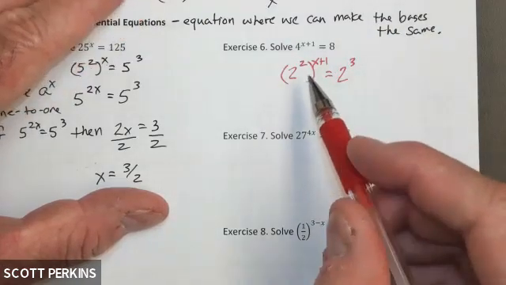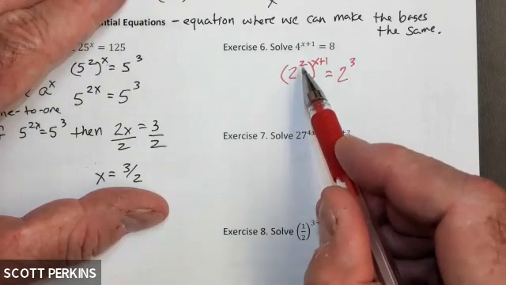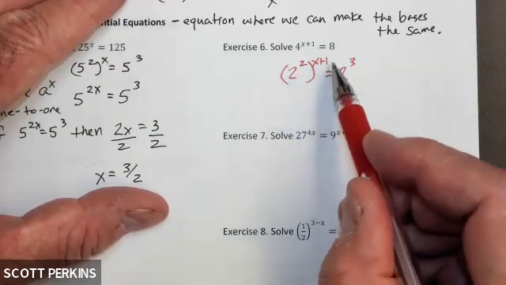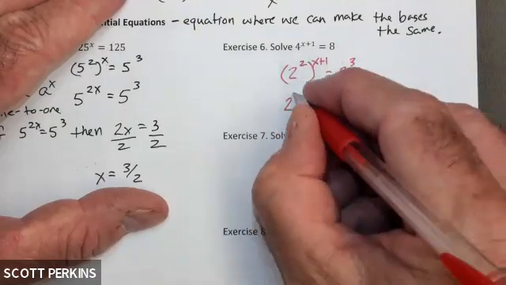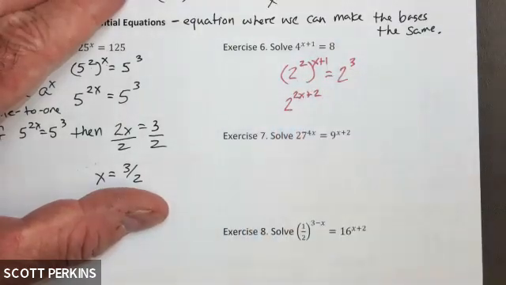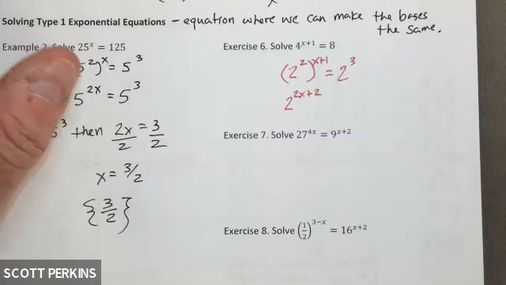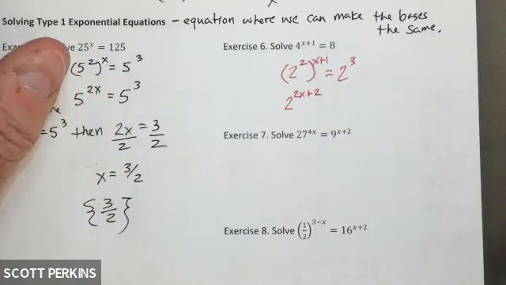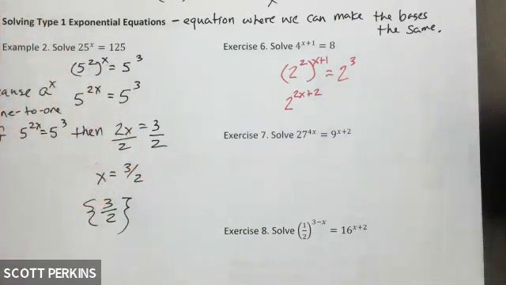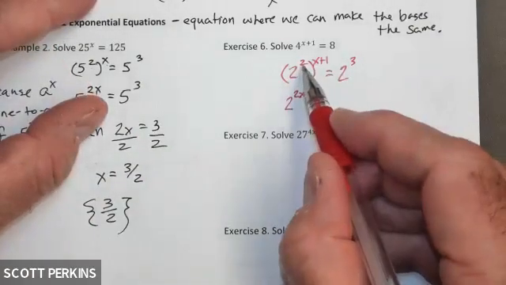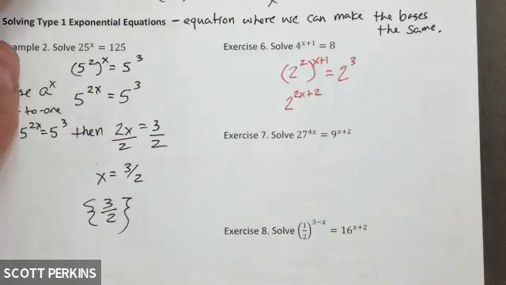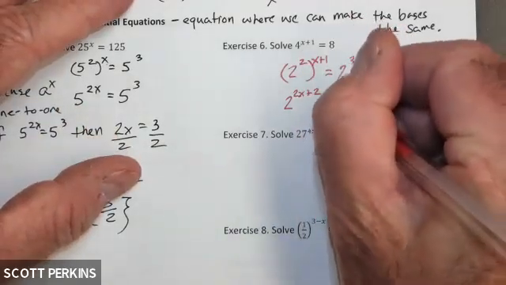Now I'm going to use my power rule. I have a power to a power. I have 2 to the 2nd raised to the x plus 1. So I've got to multiply. So that's 2 to the 2x plus 2. I'm going to give you a little hint. The most common mistake students make when I put one of these on the test is forgetting to distribute right there. Okay, so don't forget to distribute. That 2 has to be multiplied by the whole x plus 1. And then on the other side, we have 2 to the 3rd.